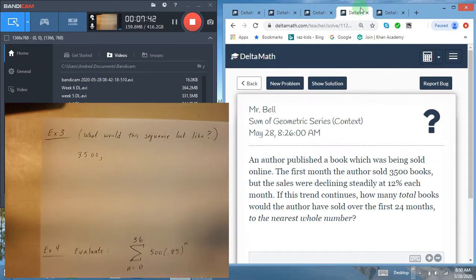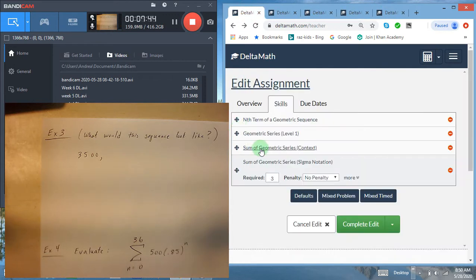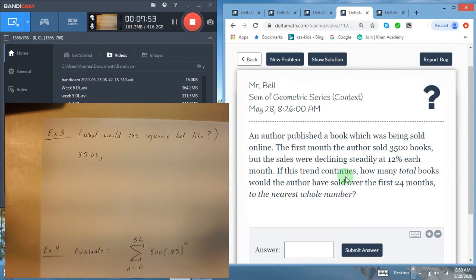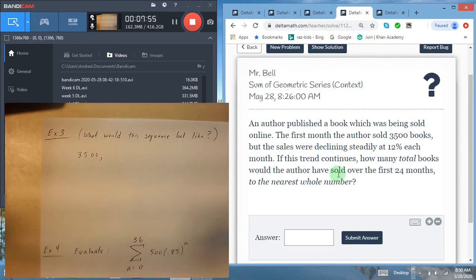Okay, on this one, the title of this is going to say sum of geometric series with some context, aka story problem. All right, so let's go ahead and take a moment to read this. An author published a book which was being sold online. The first month, the author sold 3,500 books, but then the sales are declining steadily at 12% each month. If this trend continues, how many total books would the author have sold over the first 24 months?